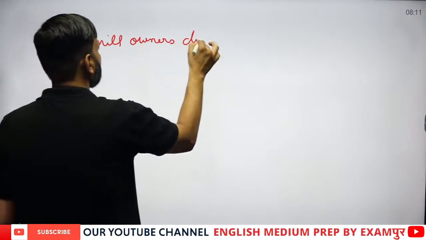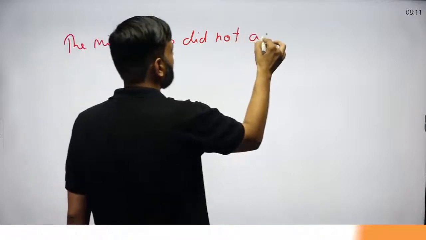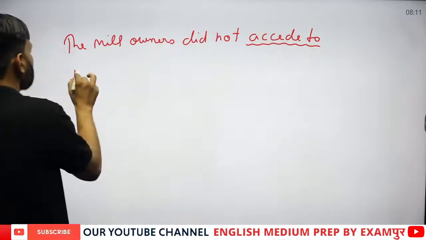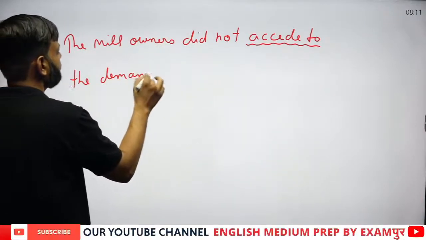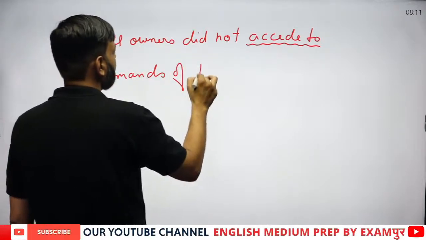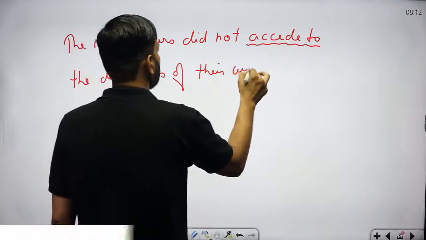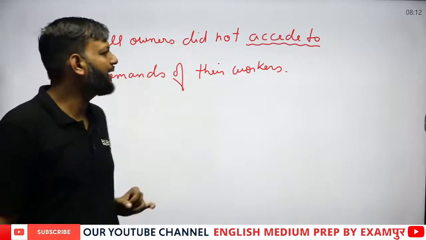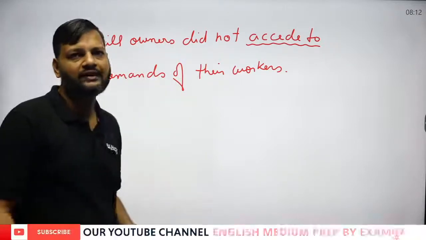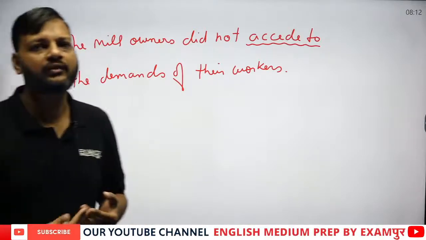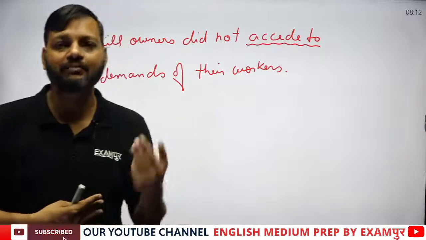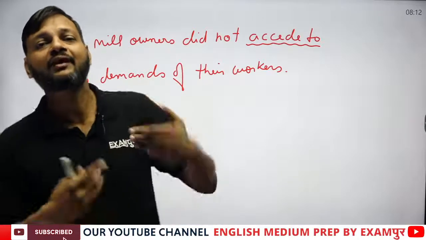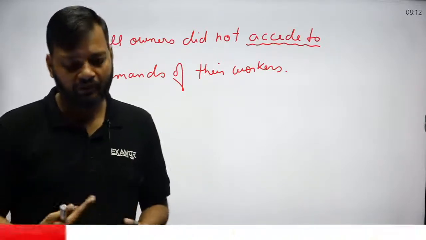The mill owners did not accede to the demands of their workers. Now this sentence means the mill owners did not accept the demands of their workers. Workers were demanding a bonus and the mill owners were not ready to give extra money in any form. So they did not accede to the demands of workers.